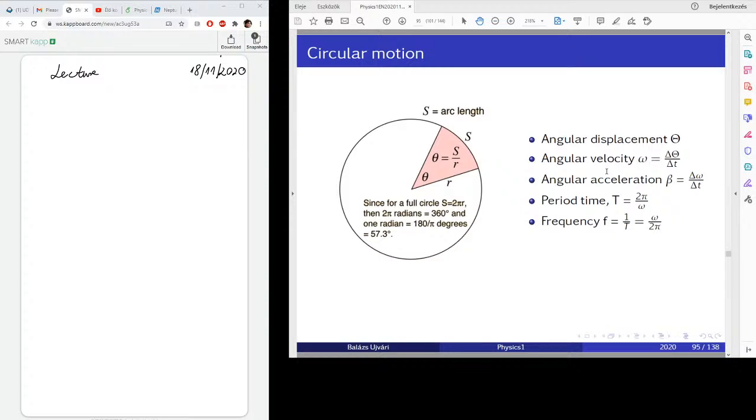What is the period time? 2 pi over omega, 2 pi over pi. This is T. So if we have a body with angular velocity pi, that means it takes 2 seconds to go around the circle, and of course the frequency is 1 over T. This is 0.5 Hertz.